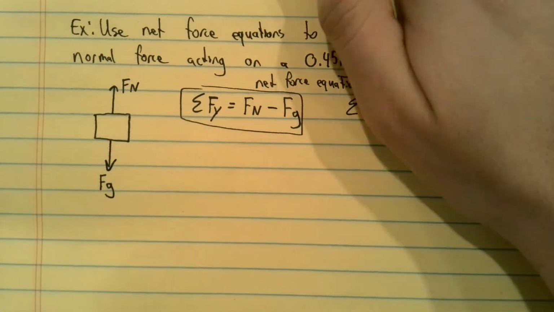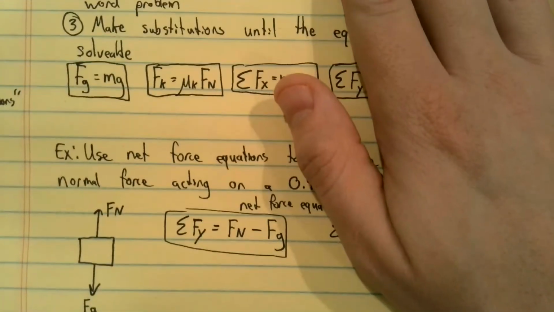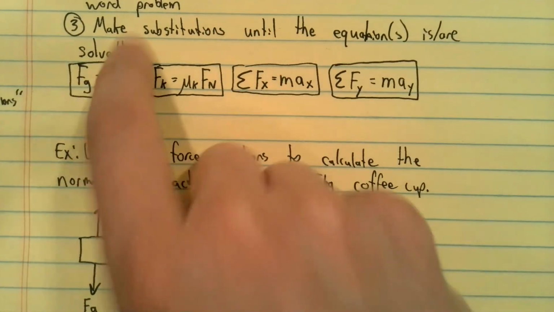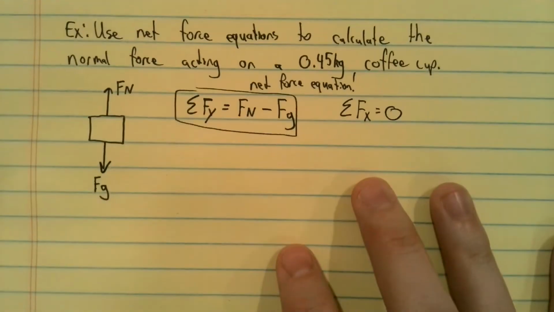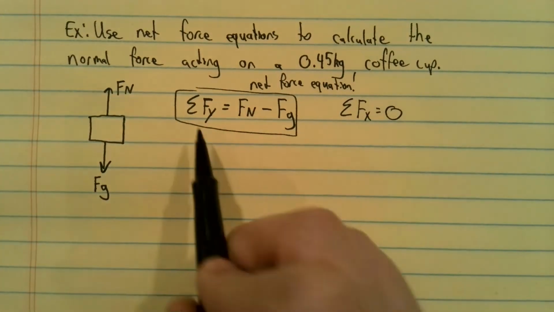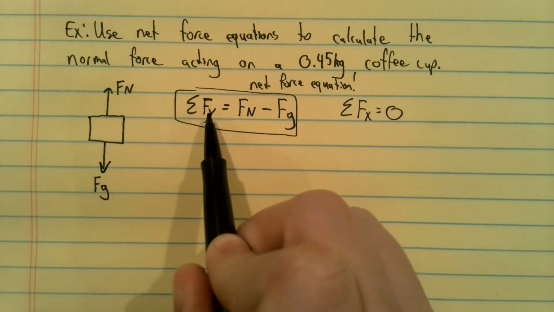Okay, if I lost you there, don't worry too much about it. Look at the third step. I bet you can do the third step. Make substitutions until the equation is solvable. So, what substitutions can I make? Sigma Fy. Is there another way to represent that?